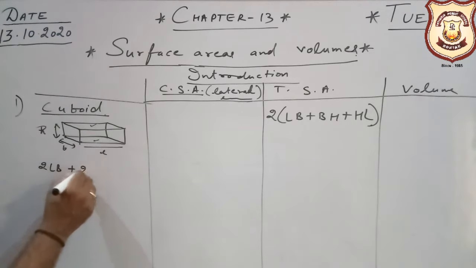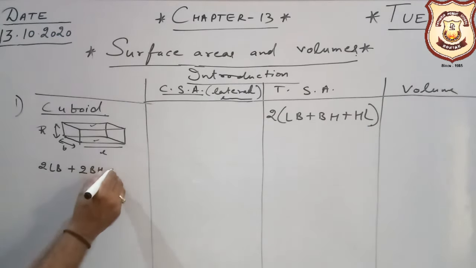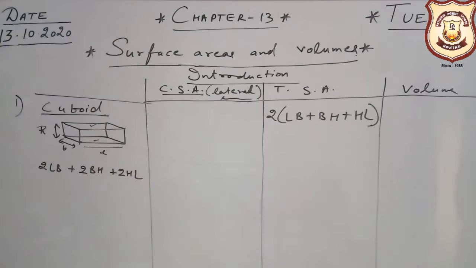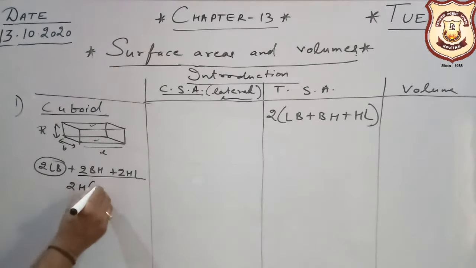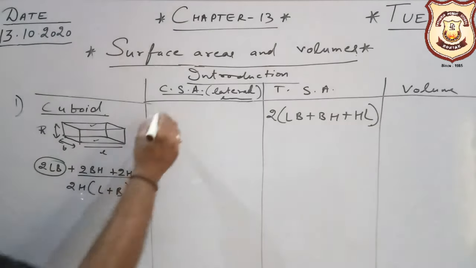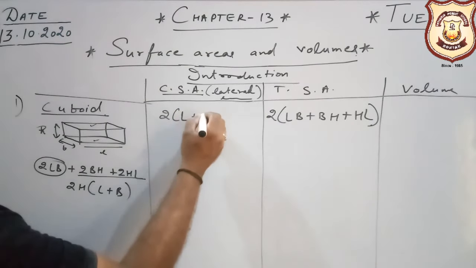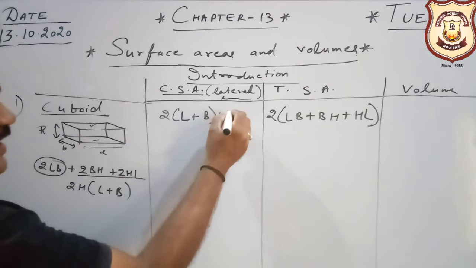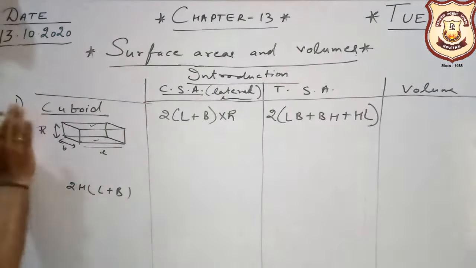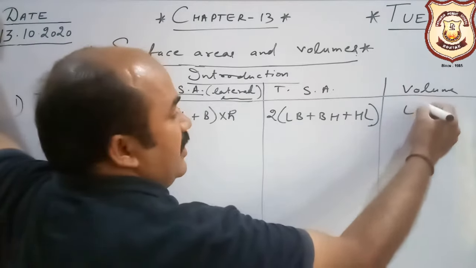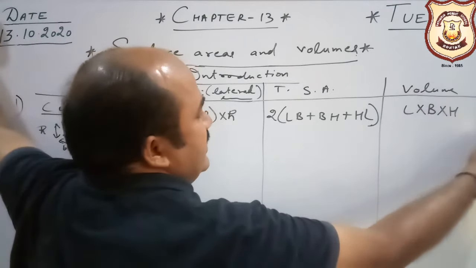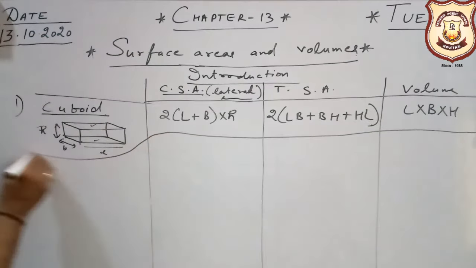In the downward rectangle, it is 2LB, 2BH plus 2HL. So the top and bottom portions you can leave, only these two you include. So what will you write? 2H is common, (L plus B), the perimeter of the rectangle, multiplied by height. So this is the CSA of a cuboid. Volume is L into B into H, length into breadth into height.